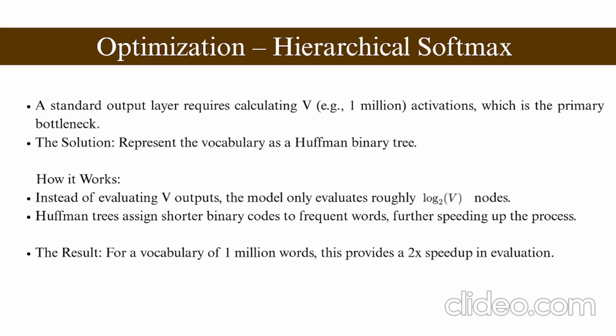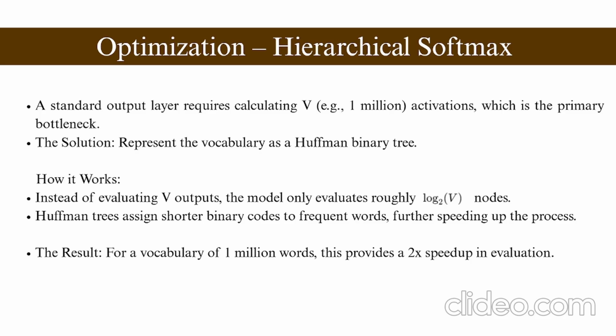In a standard neural network, the final output layer is a softmax function. If the vocabulary V has 1 million words, the model has to calculate 1 million different activations every time it makes a prediction. This is the primary bottleneck that makes training slow.